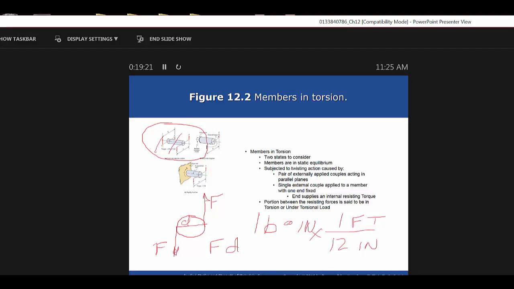Now, nice thing about it is you get the right torque wrench, it's all done for you, right? Get one that's digital.